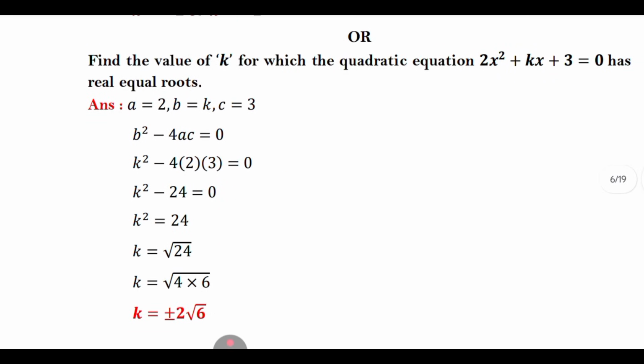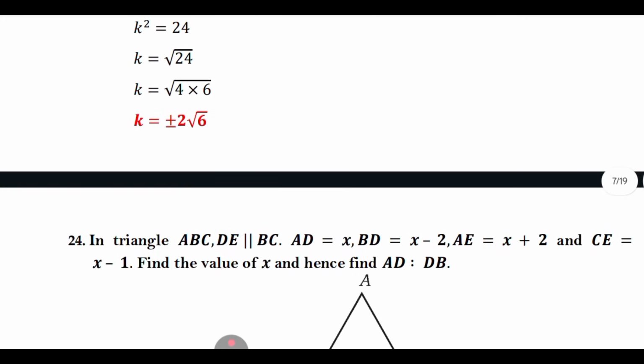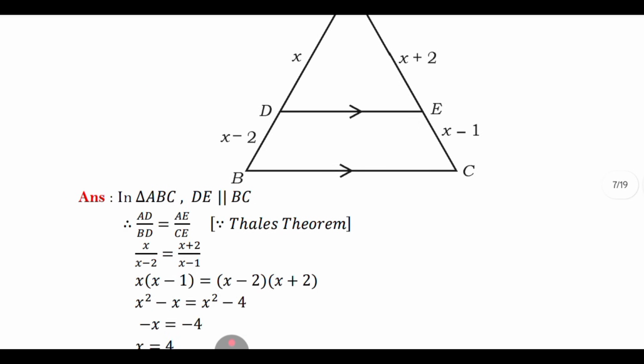They will not give you the marks. Our option is find the values of k for which the quadratic equation 2x square plus kx plus 3 is equal to 0 has real roots. So you should find the value of k. So coming to the question 24, this is from the triangles lesson. Read it and you can understand.